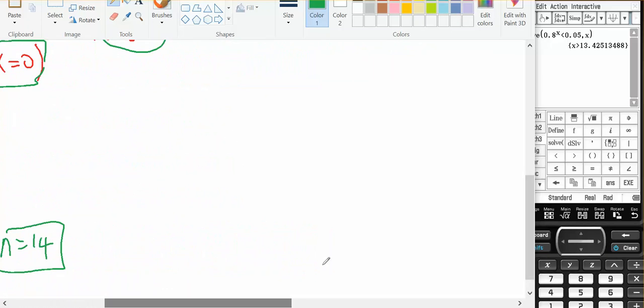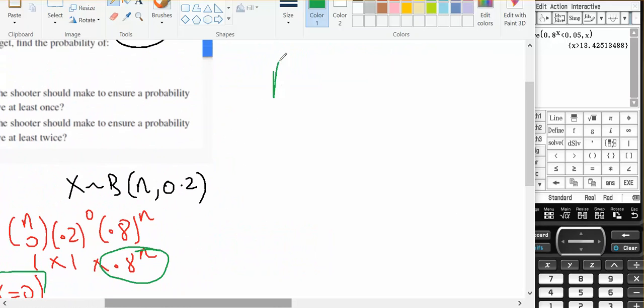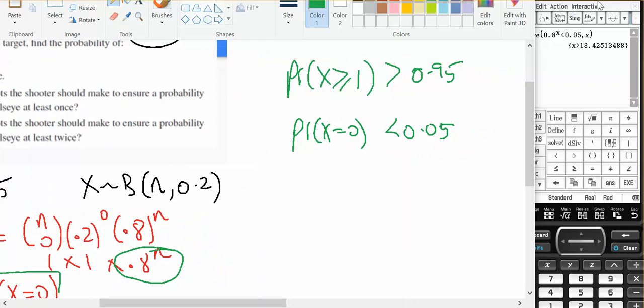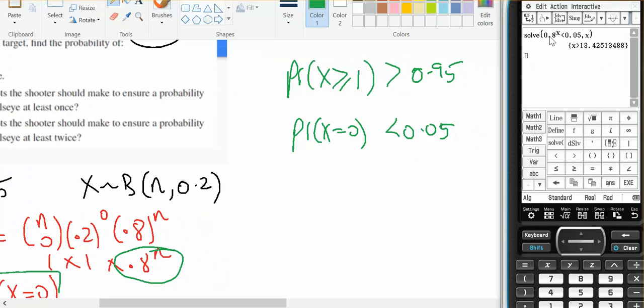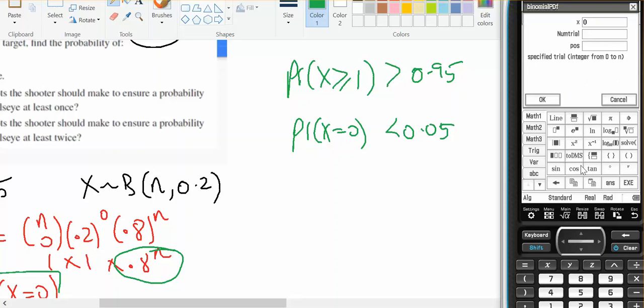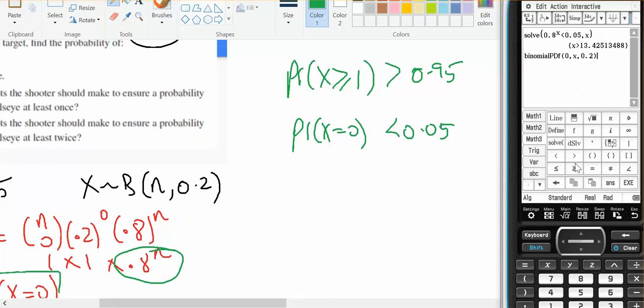Okay, so what do I do in relation to technology? I'm looking for the probability that x is bigger than or equal to 1 is bigger than 0.95, and I know that means the probability that x equals 0 is less than 0.05. Okay, so what can I do on my calculator? If I do interactive, distribution, discrete, binomial PDF, when x equals 0, the number of trials is x, I don't know what that is, probability of success is 0.2, okay, that gives me a wrong argument type.